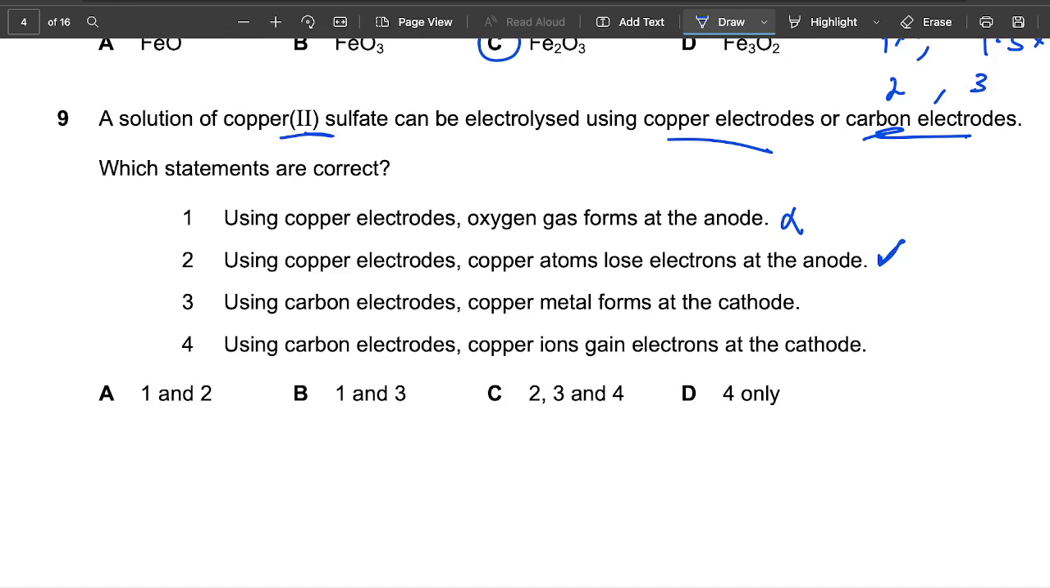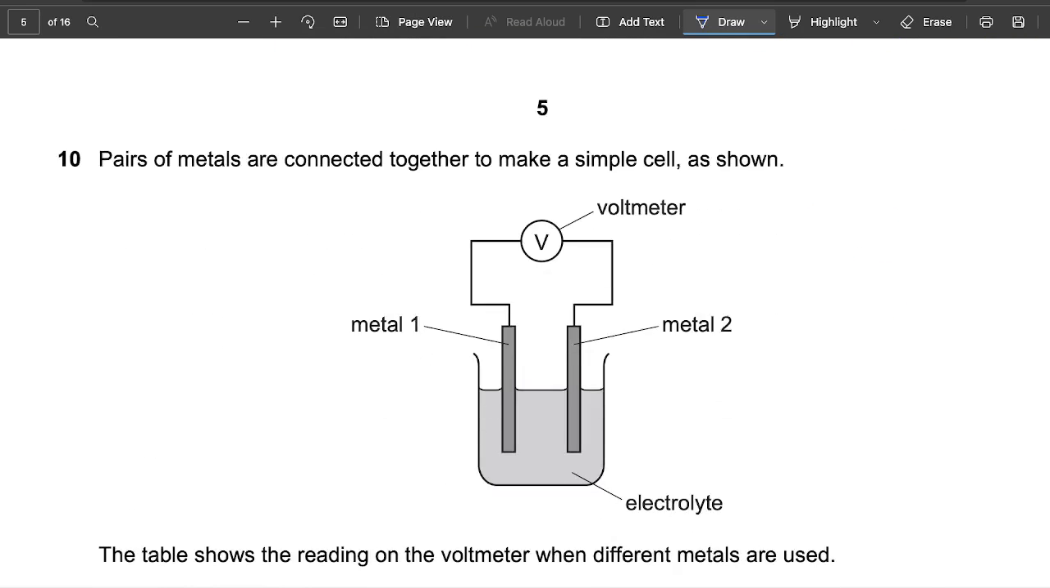And then let's see, using carbon electrodes, copper metal forms at the cathode. That is correct. Using carbon electrodes, that's just a normal electrolysis. At the cathode, it's always the metal or hydrogen gas. But here it's a solution of copper sulfate, so it will be copper. Using copper electrodes, copper ions gain electrons at the cathode. Yep, they will gain electrons because it is a reduction. So the answer will be 2, 3, 4, which is C. Okay, so that is the answer for number 9.